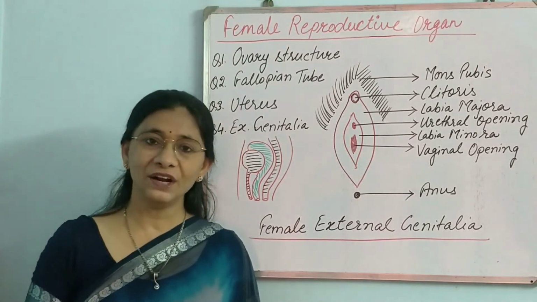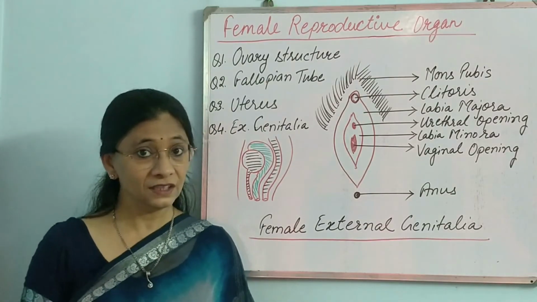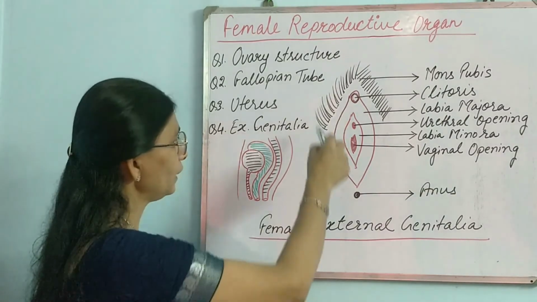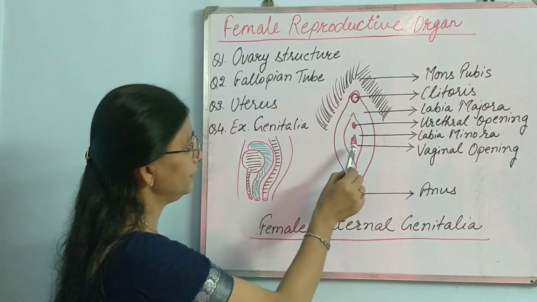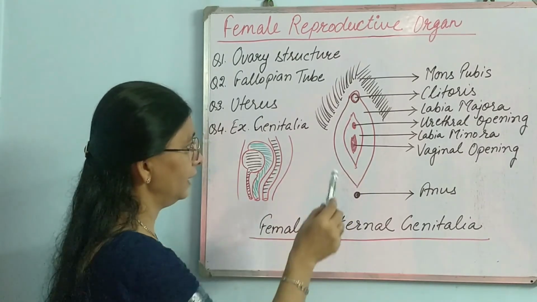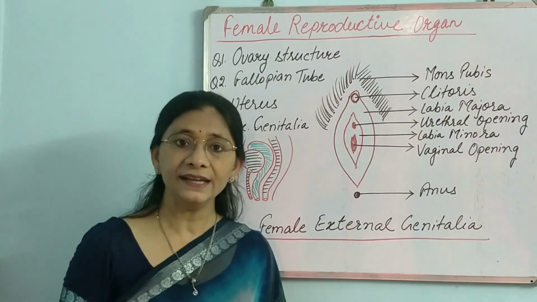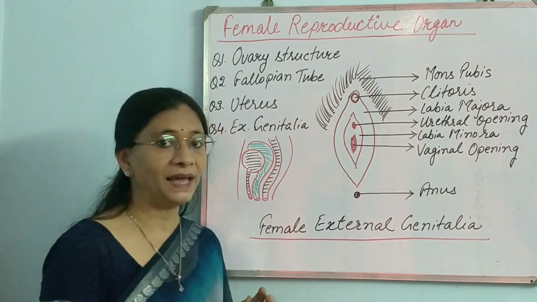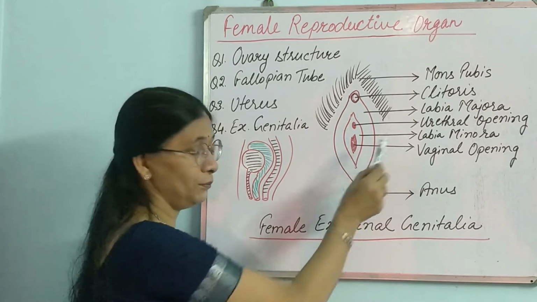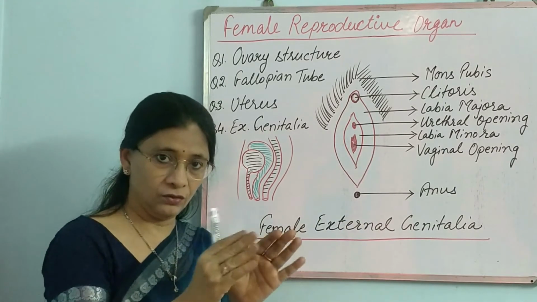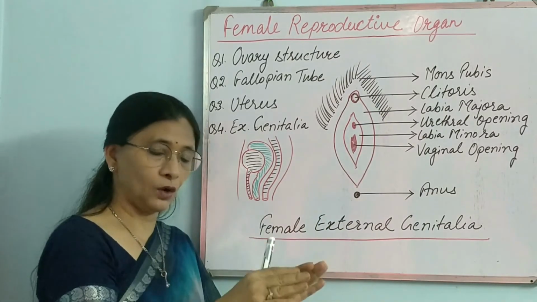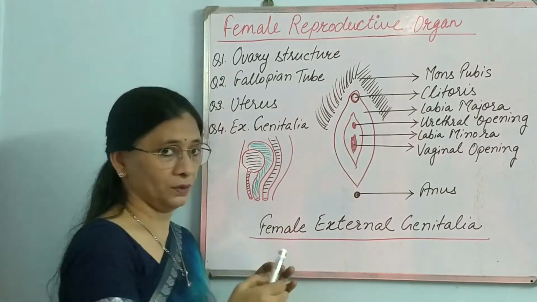Let us now quickly try to understand the female external genitalia, the portion which can be seen from outside. Now look at this structure. This is the vaginal opening, and since it is a very delicate structure, it needs protection. The protection is provided by two lip-like structures, known as labia minora. It's a fold of skin over the vaginal opening. Labia minora is again surrounded by labia majora.